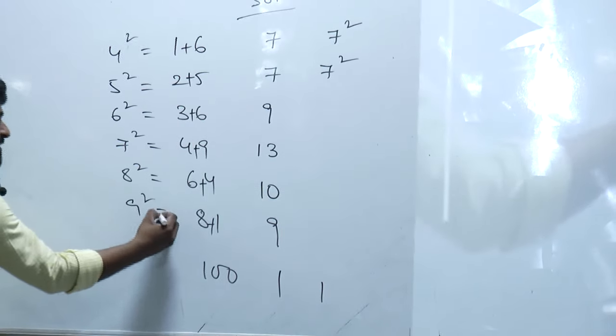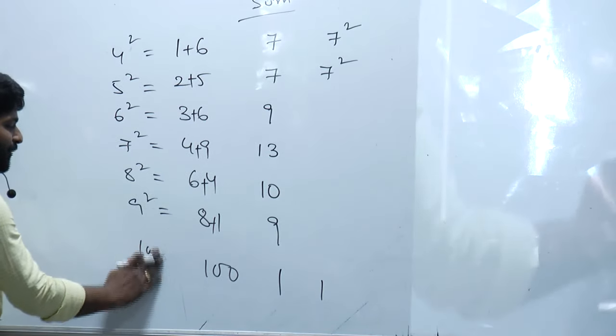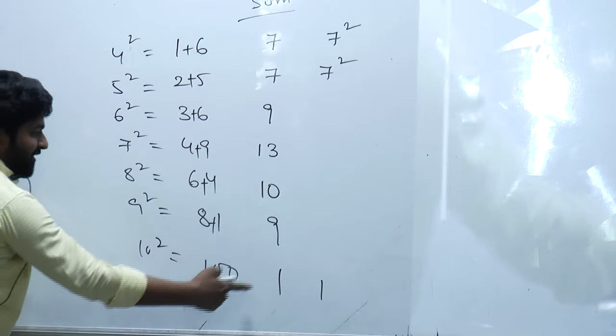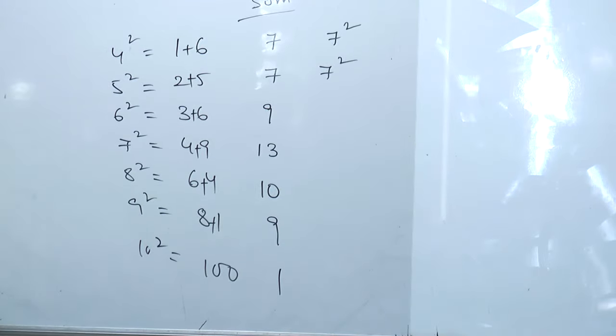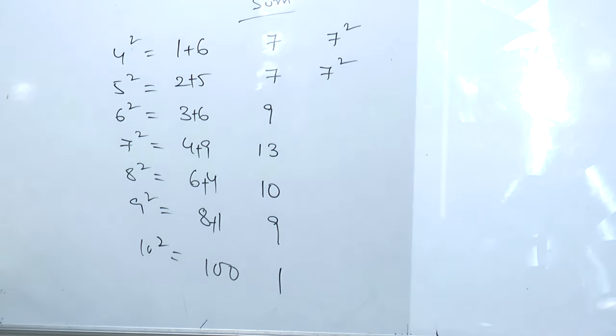Next 9 square, next 10 square. Sum of digits in 10 square is 100. Sum of digits is 1. So your answer should be 1 square, which is 1. Clear? Next.